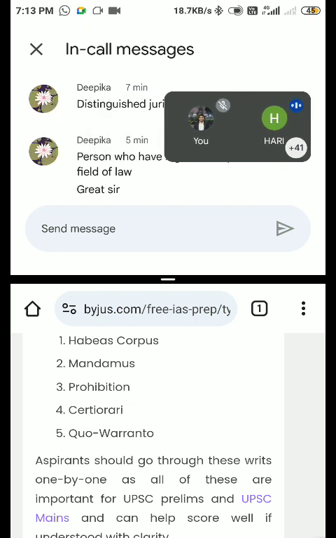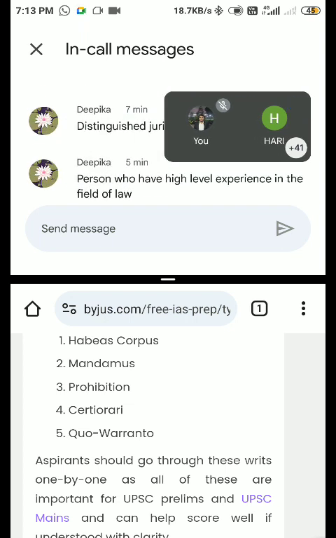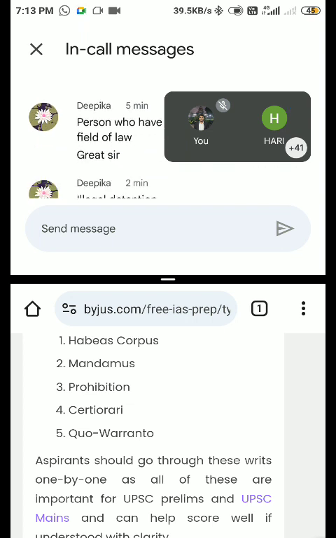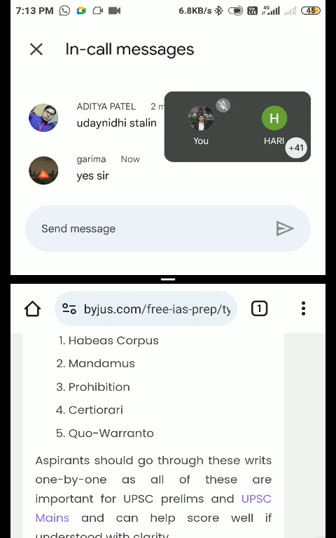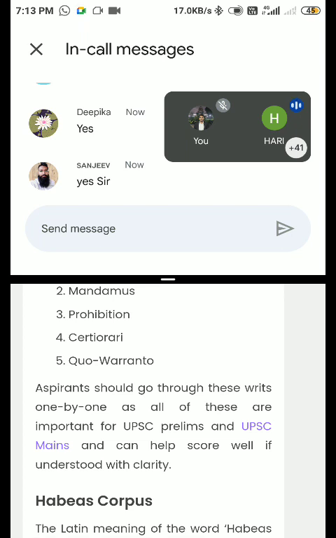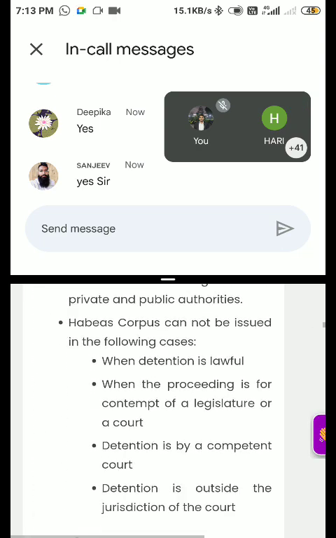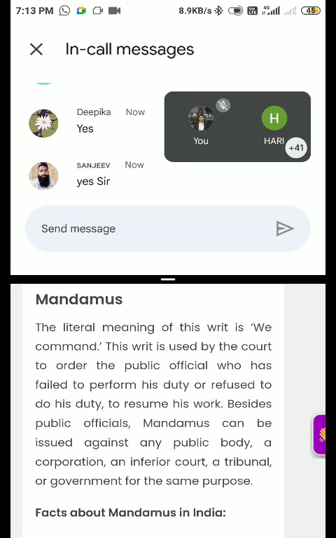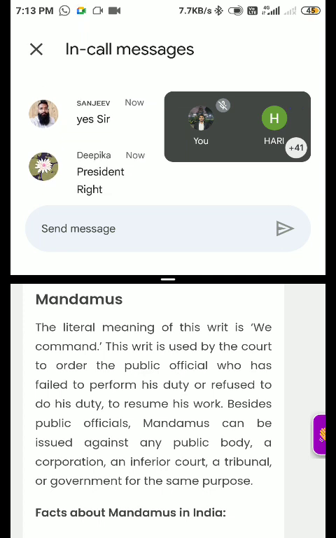Now we can see the second chapter, the Union and the State Executive. Shall we start? For the Union executive, who is the executive head of our country? Article 52: the President. Yes or no? Yes, okay. They will be asking questions regarding eligibility, the age.